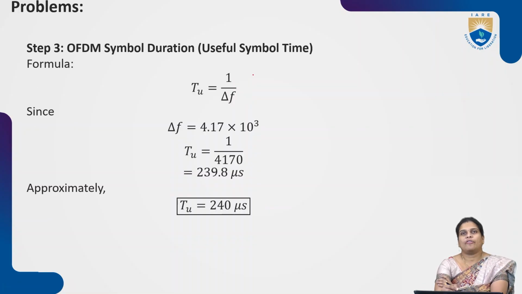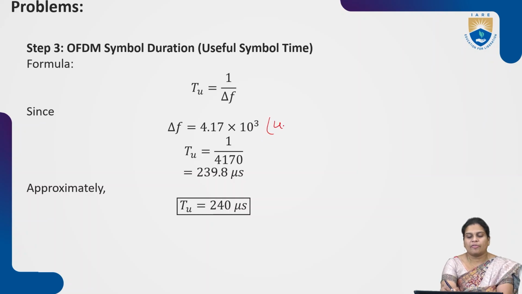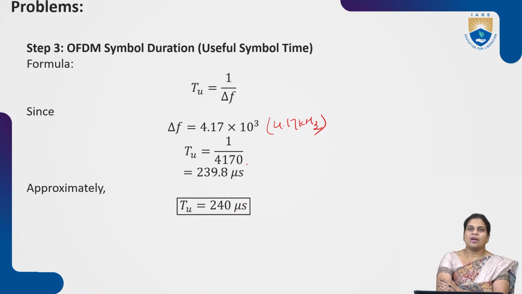Next, the OFDM symbol duration, that is the symbol time. The formula is TU equals 1 by delta F. Delta F is the frequency spacing, already given in the problem as 4.17 kHz. So TU equals 1 by 4.17 kHz, that is 1 by 4170, which is 239.8 microseconds.